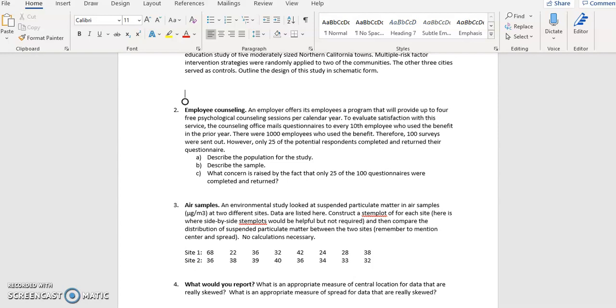It should be very specific to this study. Your population should be very specific to this study. Every once in a while, someone will just write a general definition of sample, and that's not correct. You want specific for this study.